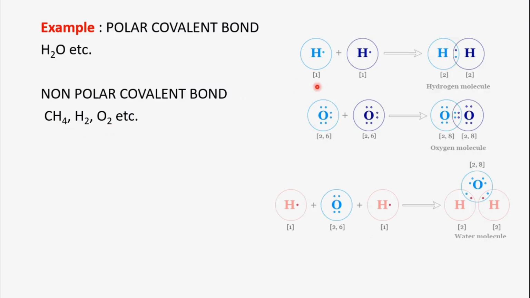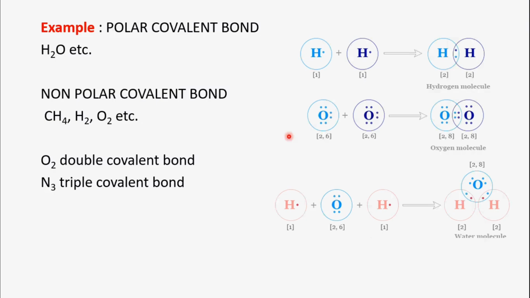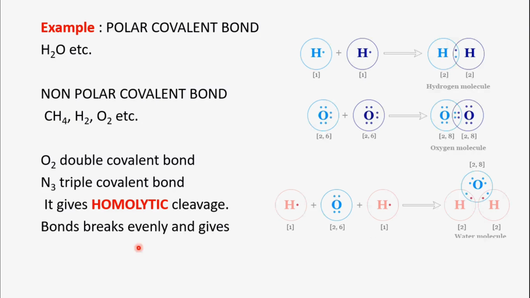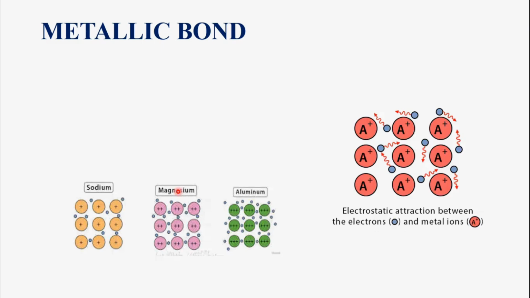In hydrogen, both are the same atom, therefore sharing of electrons, and after separation you will get the same atom, or we can say the same free radical. This is the homolytic cleavage, where the bond breaks evenly and gives free radicals. Like hydrogen gas will give 2 moles of hydrogen free radical. Okay, and oxygen and nitrogen will give double or triple covalent bonds.